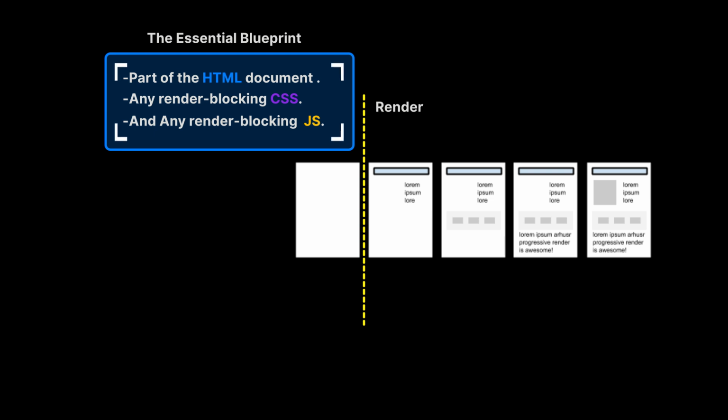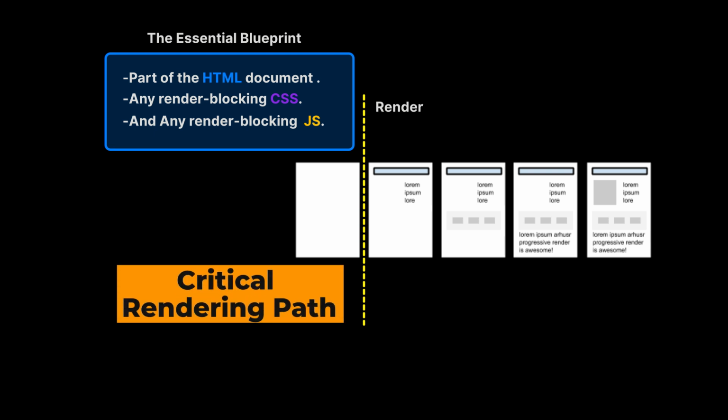The series of steps the browser takes to process these essential files and turn them into that initial render is exactly what we call the critical rendering path, or CRP. And that's what we're going to break down next.